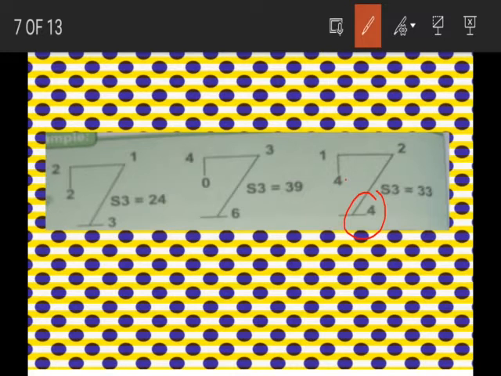So therefore, that is just the code behind this.